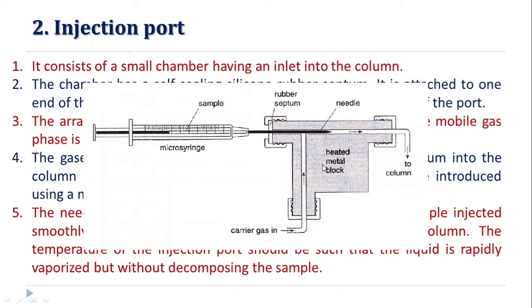So this heated metal block converts this liquid sample or solution sample into a gas form or vapor form, and this gaseous form and vapor form of the sample is carried with the carrier gas to the column. So this is the block diagram for the injection port system, used to insert a sample into the column.